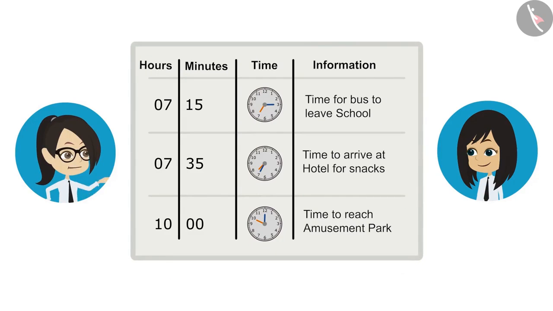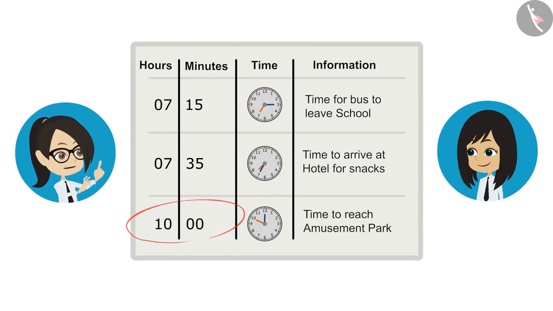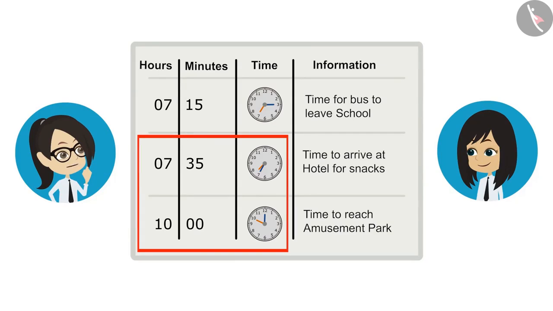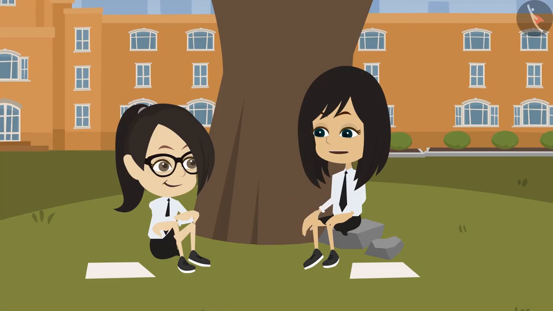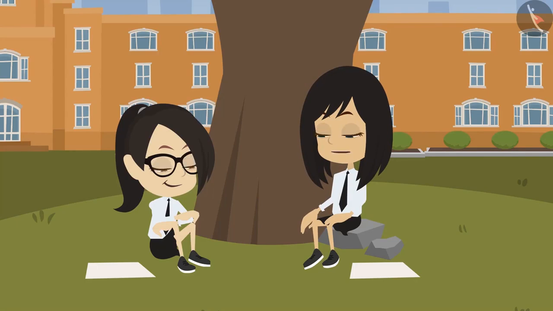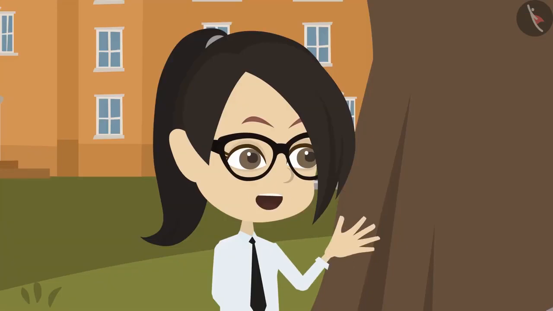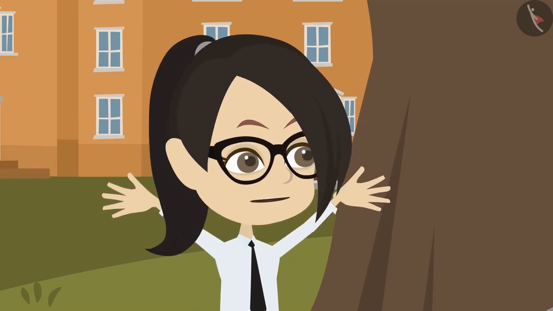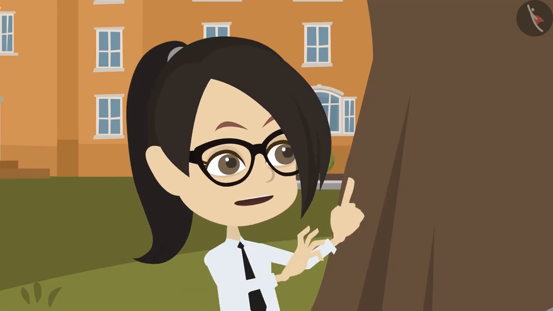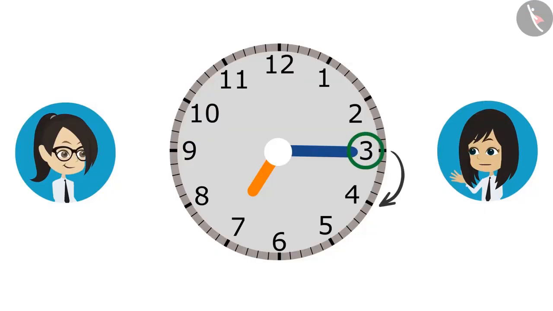Now we know that we have to reach the amusement park at 10 o'clock. If we also know how long it takes to go from the hotel to the amusement park, then we will be able to tell at what time we should leave the hotel. Sir has said that it takes 55 minutes from the hotel to reach the amusement park. Then let's do one thing. Let's draw 10 in the clock and then rewind the minute hand 55 minutes behind. Do you remember that? The difference from one number to another number is 5.